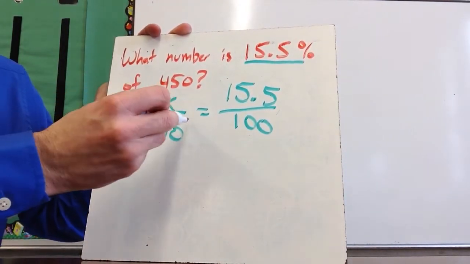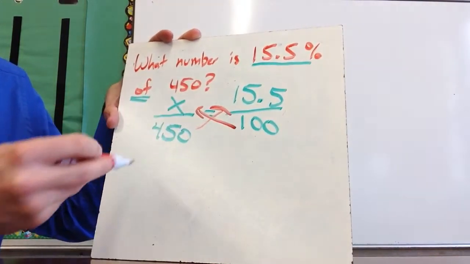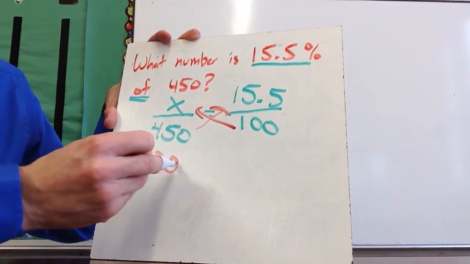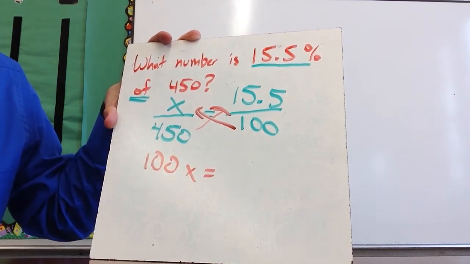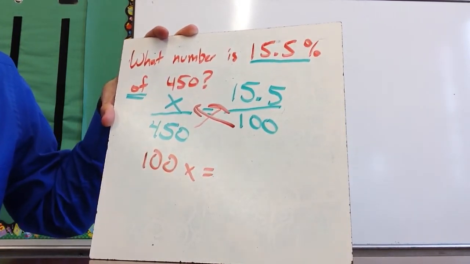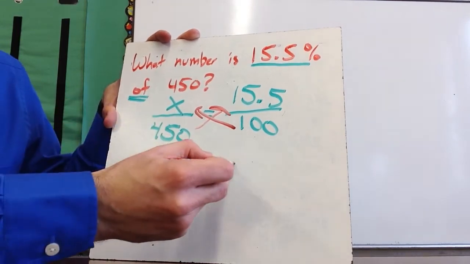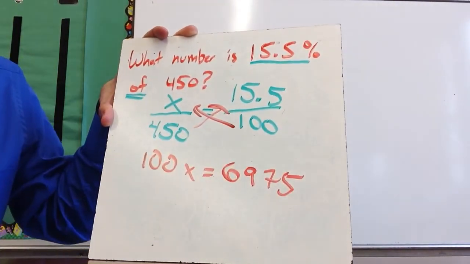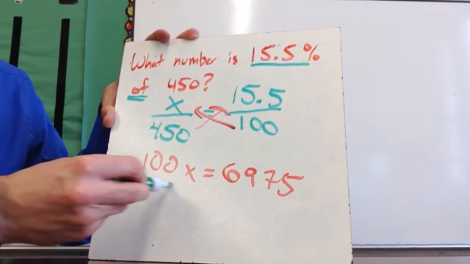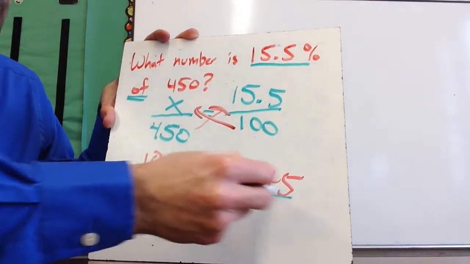So now, same thing. I'm going to cross multiply. I end up with 100x equals 450 times 15.5. This is one where you're probably going to want a calculator. This is 6,975. I'm then going to divide both sides by 100.